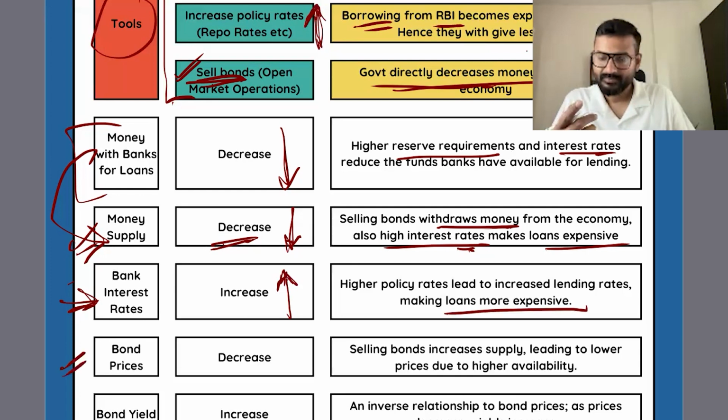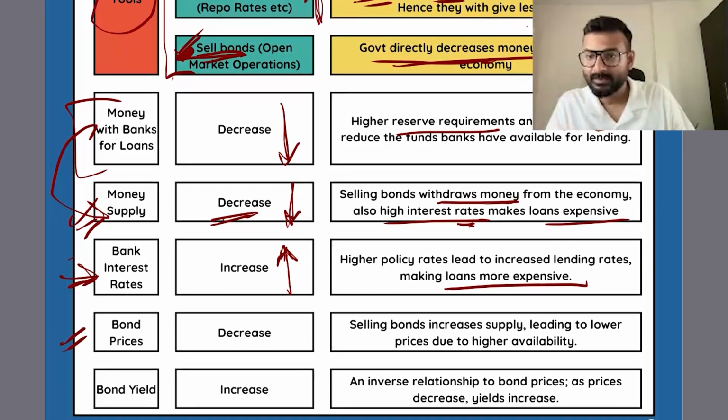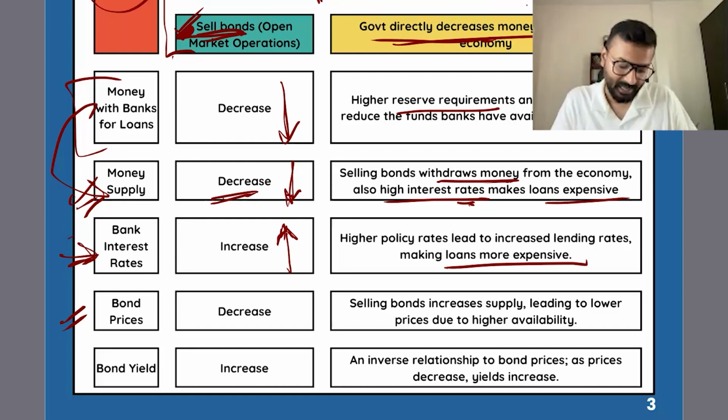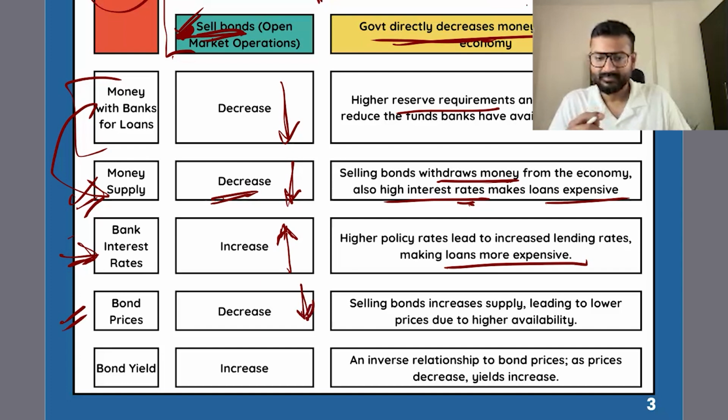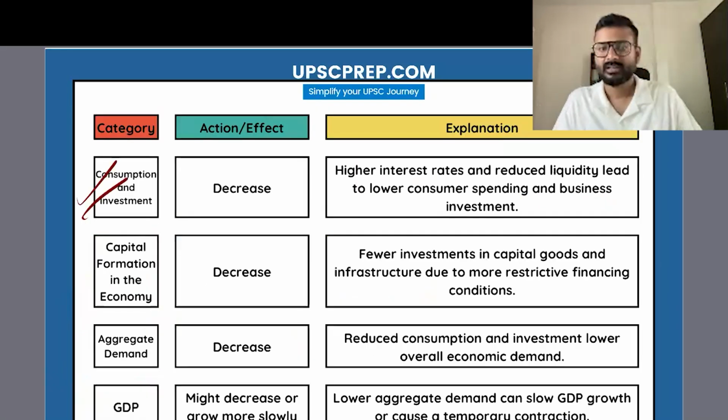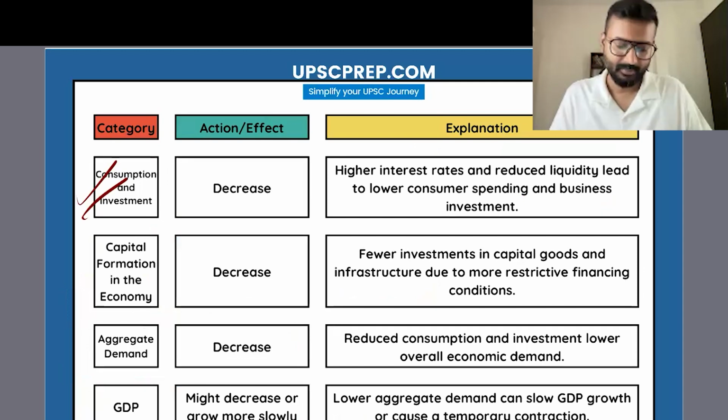What happens to bond prices? Now the RBI is selling bonds. So the supply of bonds is high. The demand may not be that much. So bond prices will decrease. Okay. And when the bond prices decrease, bond yields increase because there is an inverse relationship between bond price and bond yield. Okay. Now what happens to consumption and investment in the economy?